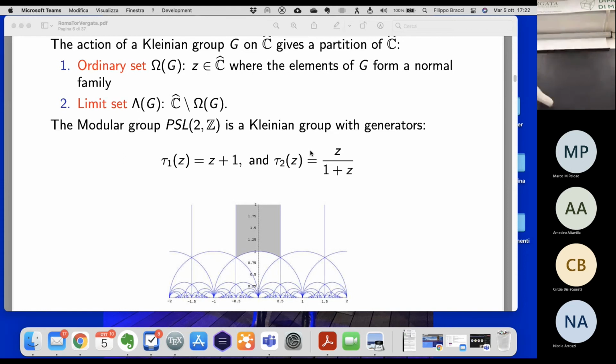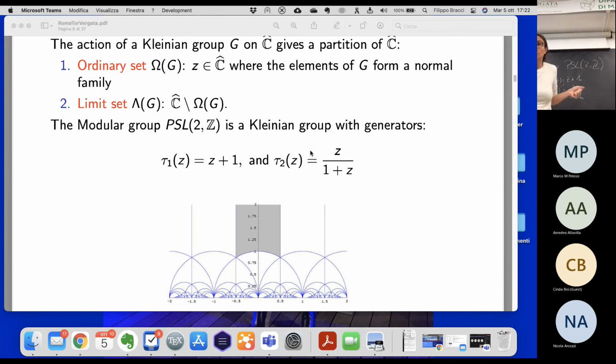We're interested in the modular group, or PSL2(Z), which is the group of 2 by 2 matrices with integer determinant, and is generated by, well, we can take as generators tau 1 of zeta, which is zeta plus 1, and tau 2 of zeta, which is zeta over zeta plus 1. What does it mean? That with these two maps, composing them in all possible ways, we generate the group.